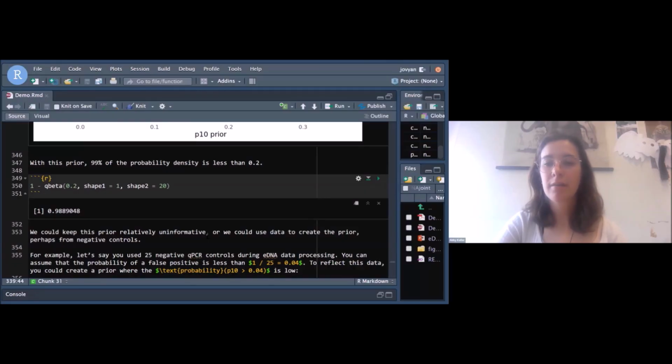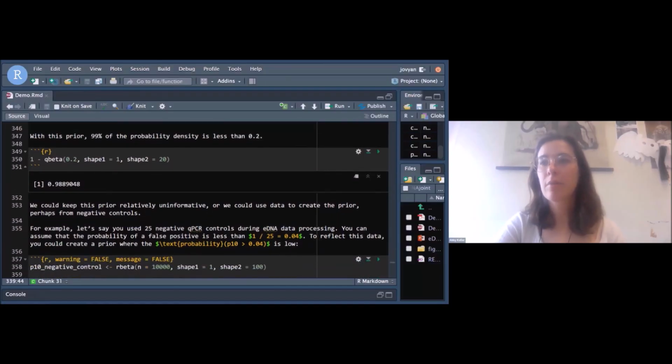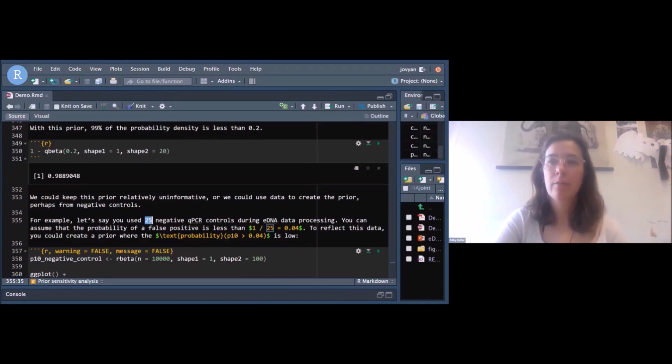Let's say you did some PCR negative controls or collected blank water samples and ran PCR. You could use those negative controls to inform or create a prior for the probability of false positive. So for example, let's say you have 25 negative qPCR controls when you were processing your samples. So here we can include this data in the model by saying that the probability of false positive is likely less than 0.04 or 1 over 25.